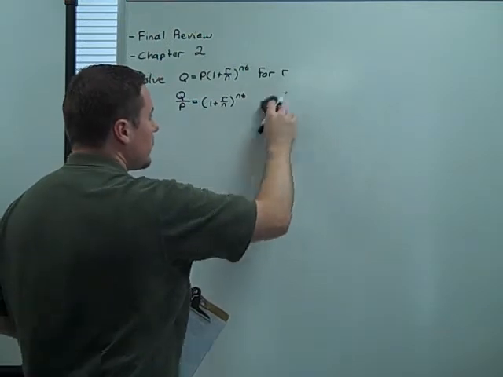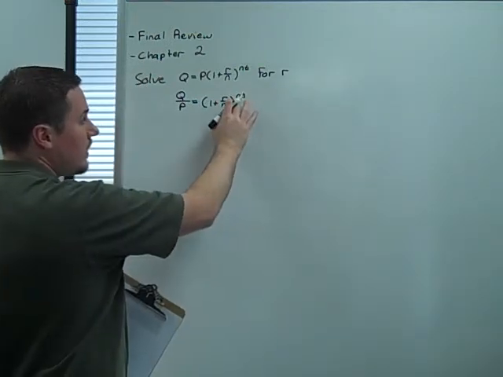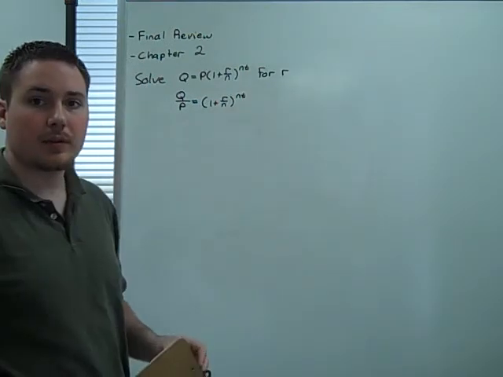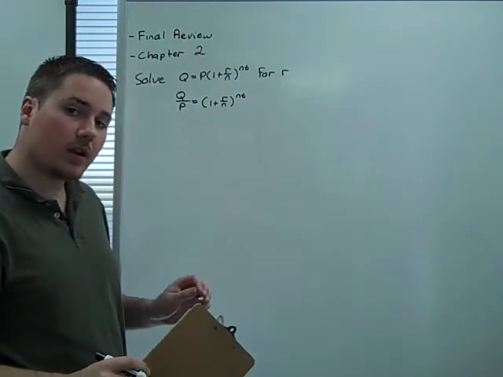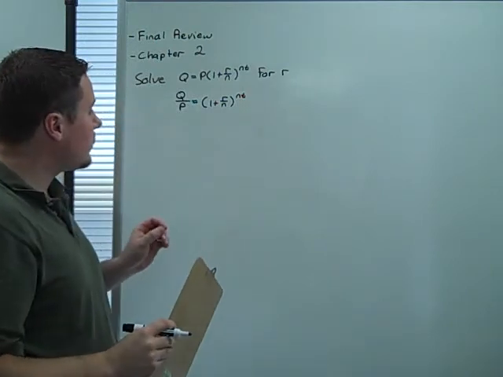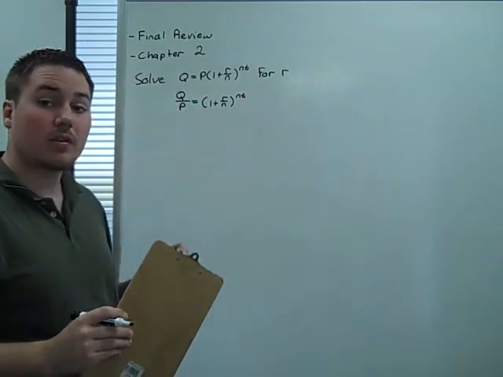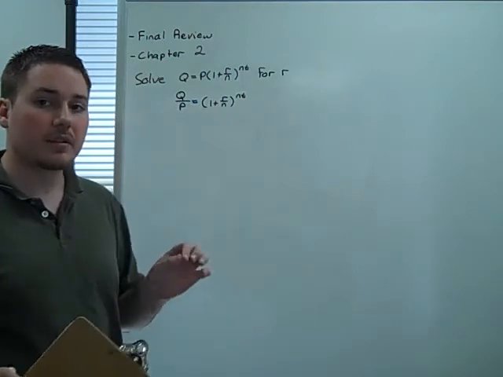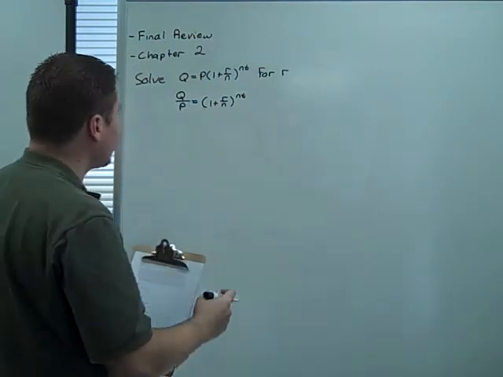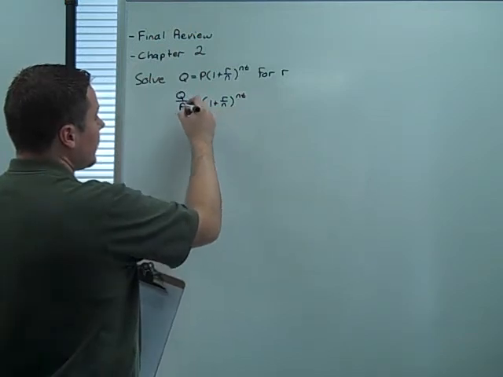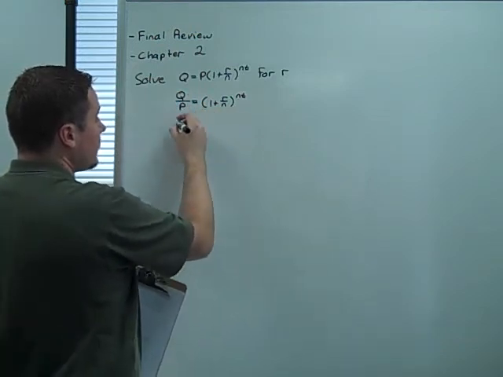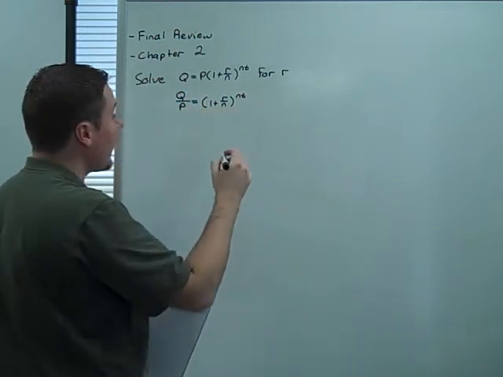In this case, we have a constant in the exponent. It's not a variable, so we don't need to use logarithms. We just have to use roots or fractional exponents. I'm going to proceed with fractional exponents. Basically, we're going to raise both sides to the 1 over NT.